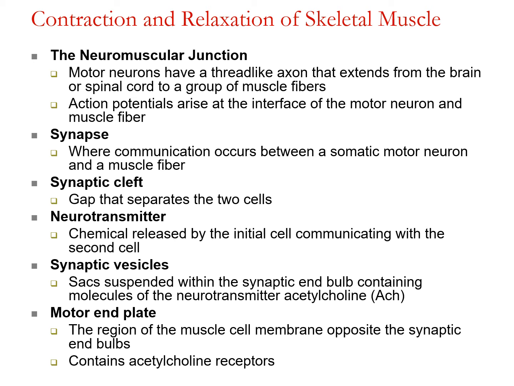So as the neurotransmitter, acetylcholine, is released from the synaptic end bulb vesicles, the neurotransmitter diffuses across the synaptic cleft and binds to receptors for acetylcholine on the motor end plate, which is the region of the sarcolemma that forms the synapse at the neuromuscular junction. Hopefully, this becomes clear when we see it in a diagram on the next slide.